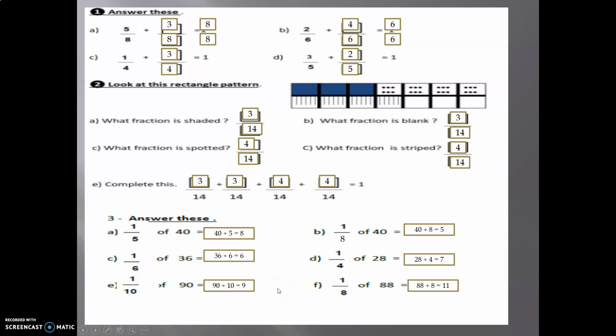I hope that the questions and the answers are easy for you today, because you are going to have a homework worksheet. I need you to solve it and send it to me.